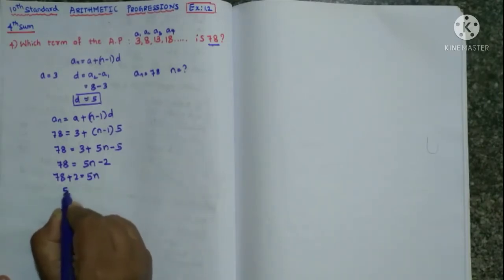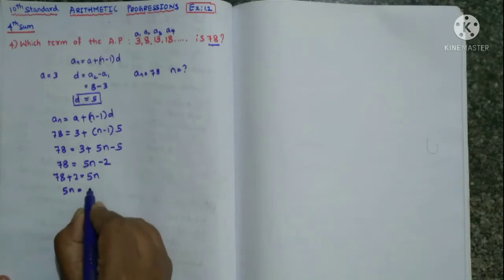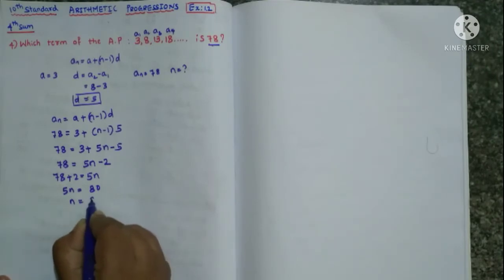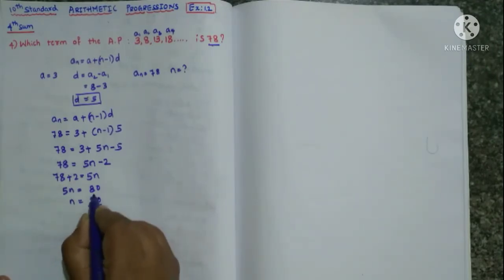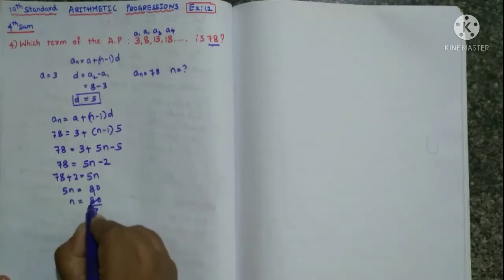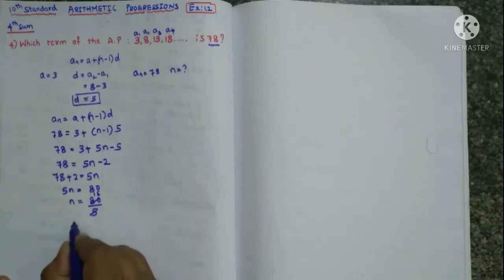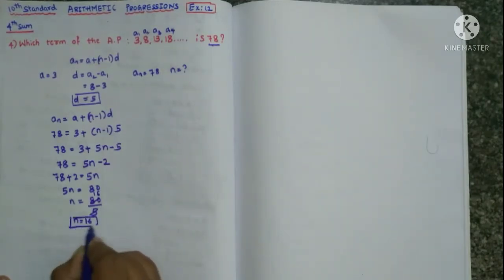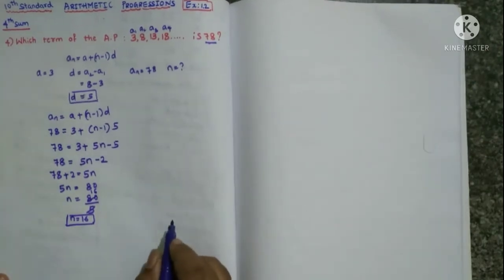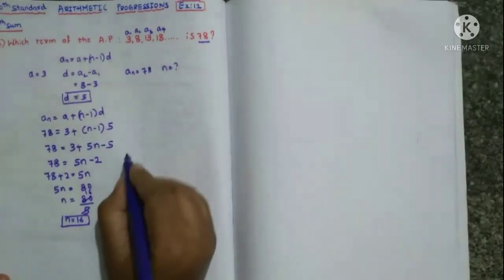Then 5n equal to 78 plus 2, which is 80. Then n equal to 80 divided by 5. 5 ones are 5, no, 5 ones are 5. What remains? 30 remains. 5 sixes are 30. So n equal to 16. So the answer is the 16th term of the AP is 78.